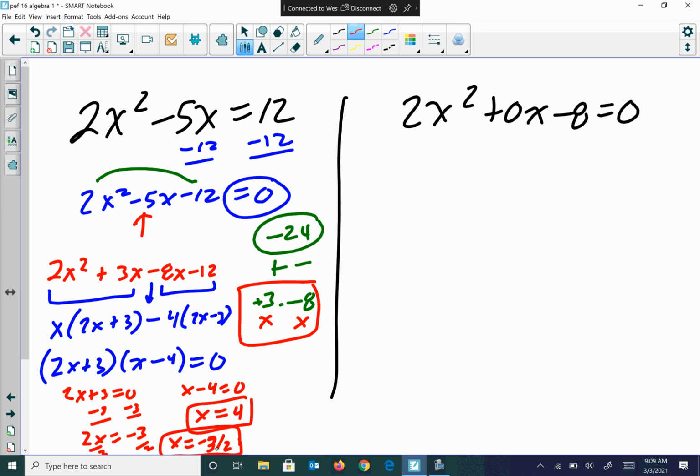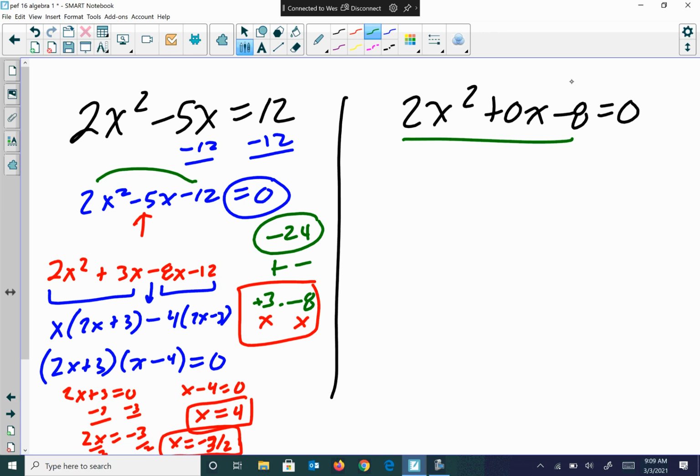Last problem of the day. Can we do it? Ooh, we have 3 terms, but the middle term is a 0. Okay, well, let's see if we can figure out this. All right, so I'd have these 3 terms. Even though I have a 0, that's fine.